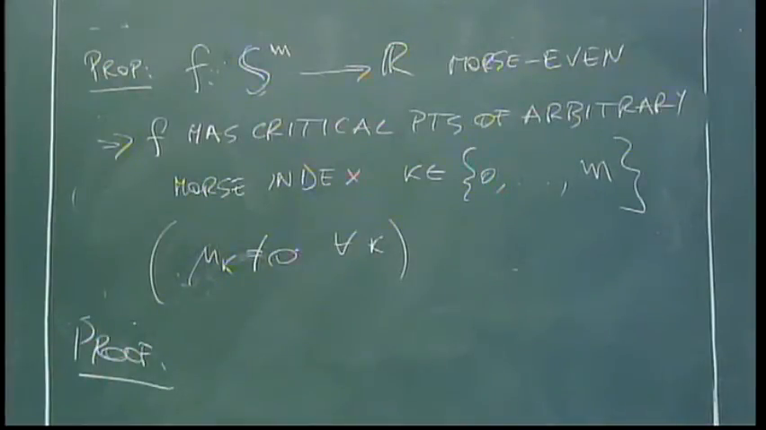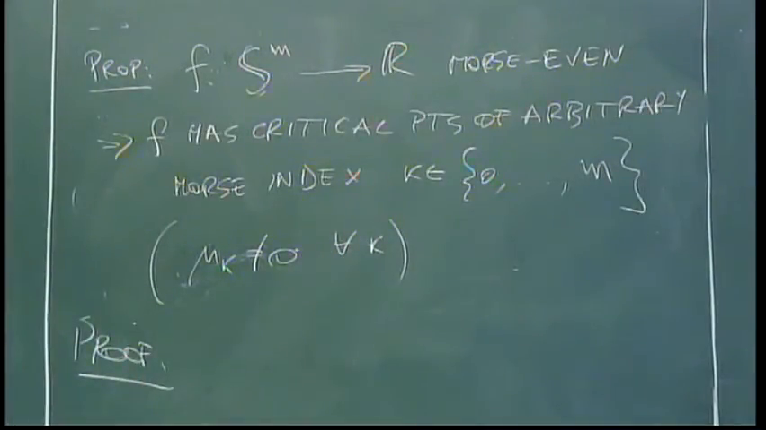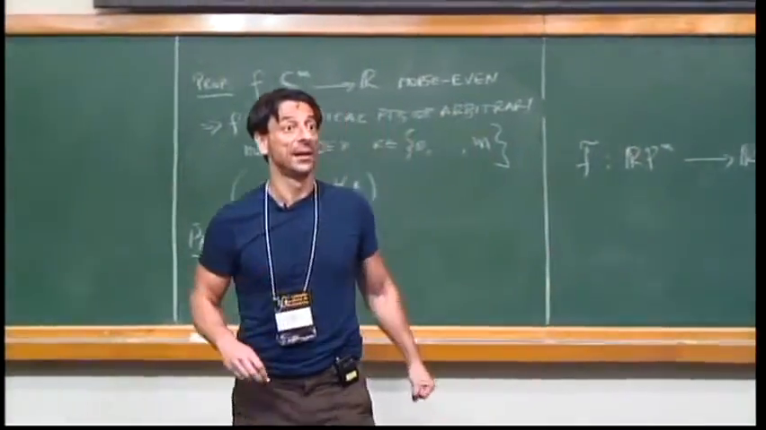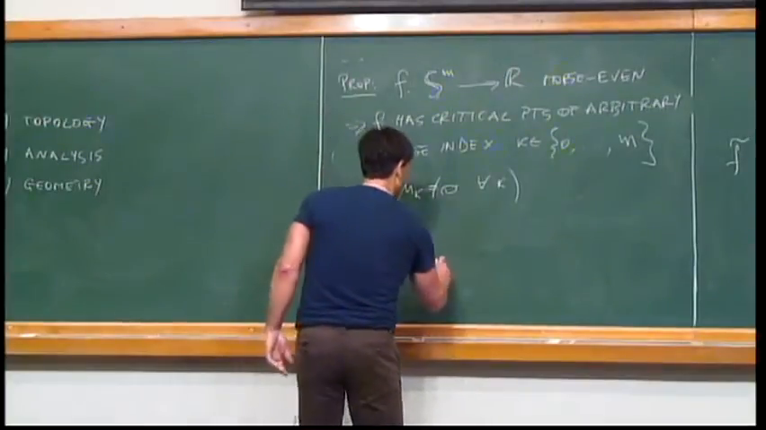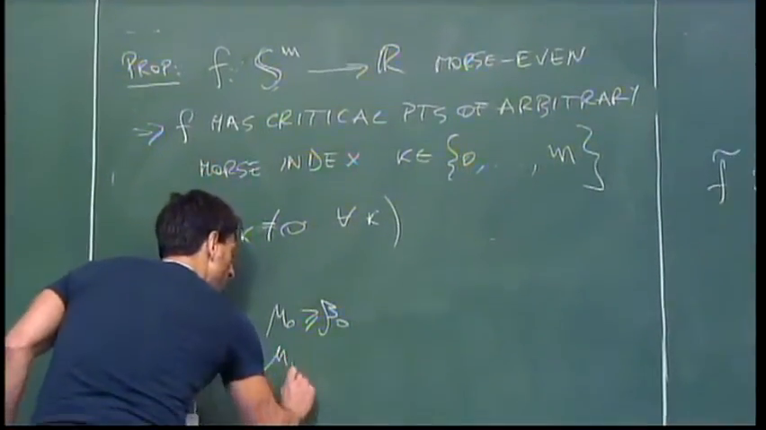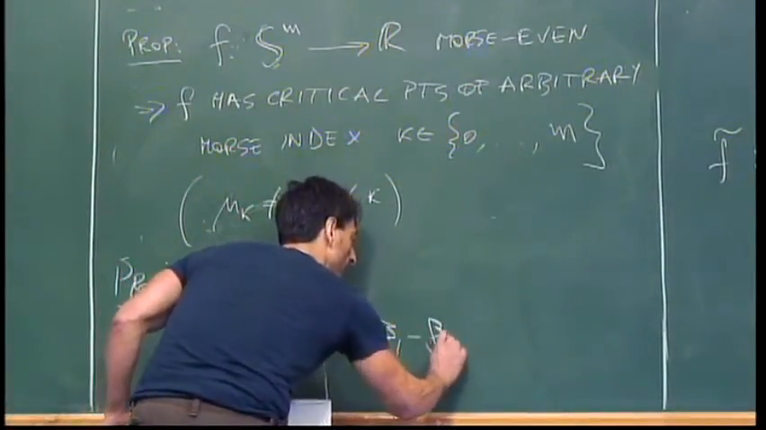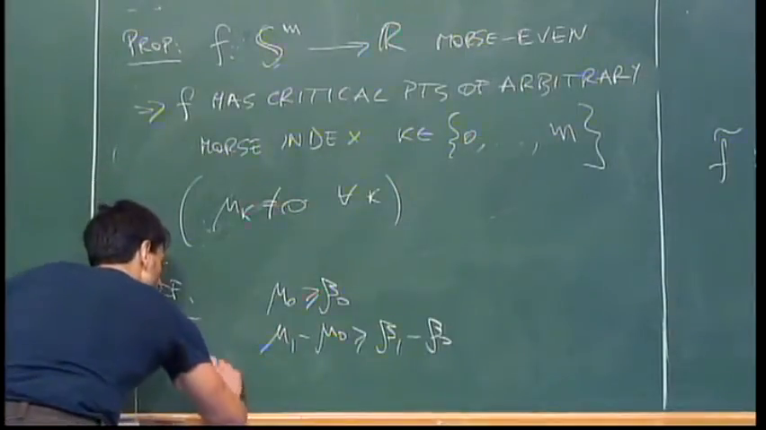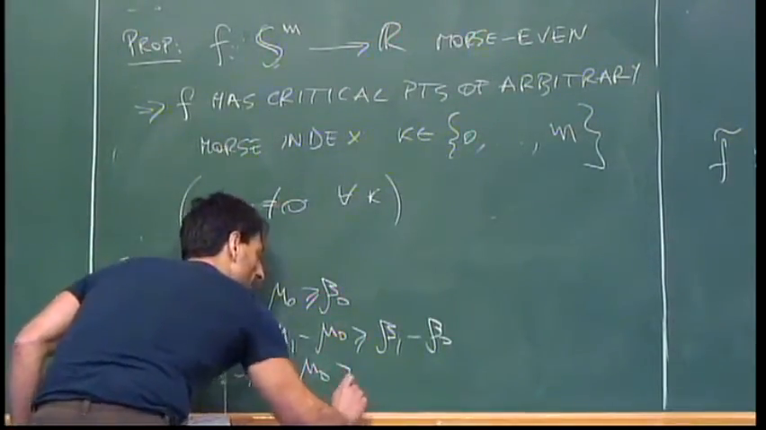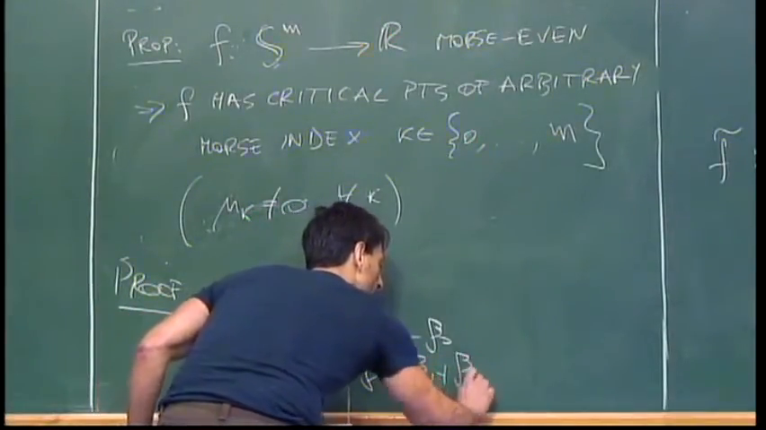So Morse theory gives you an inequality between these numbers. The inequality is slightly better than the inequality that Graham gave. You have something like mu 0 is greater than or equal to beta 0. Mu 1 minus mu 0 is greater than or equal to beta 1 minus beta 0. And then mu 2 minus mu 1 plus mu 0 is greater than or equal to beta 2 minus beta 1 plus beta 0, and so on, okay?